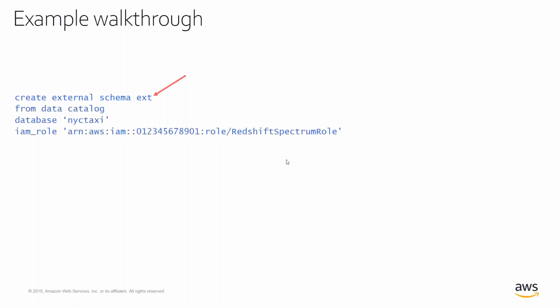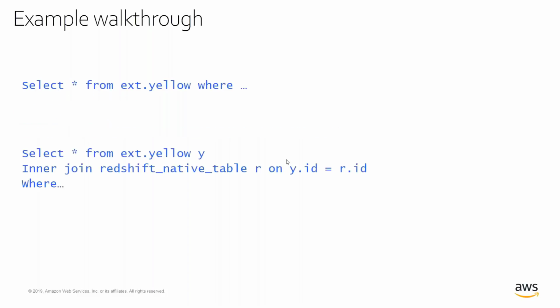But with this particular statement, we should be able to query data that is sitting on S3 using Spectrum. So let's look at some examples. Once I run that statement from the previous slide, the schema ext is created inside Redshift, but this schema ext, as you remember, is pointing to the database NYC Taxi in the Glue data catalog. So I can run a query like this: select star from ext.yellow, where give your predicate clause.